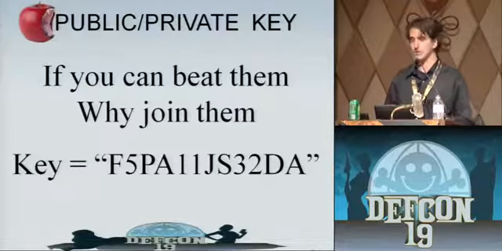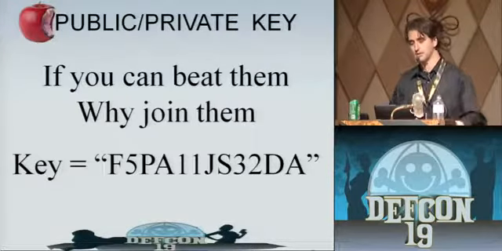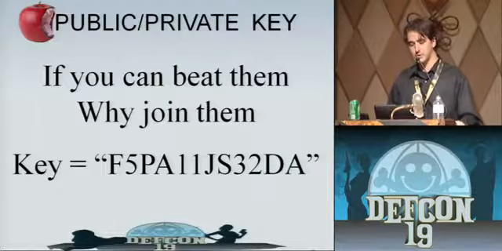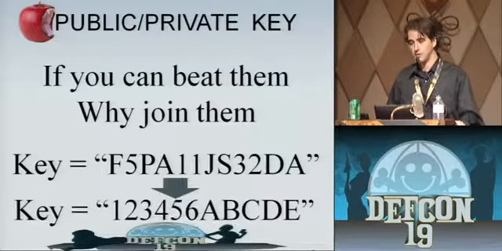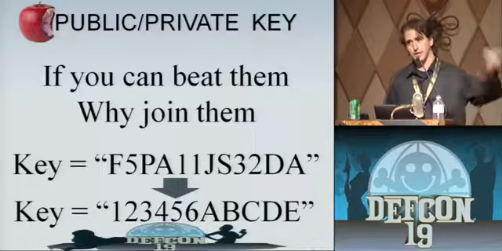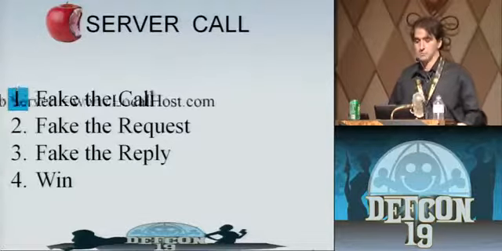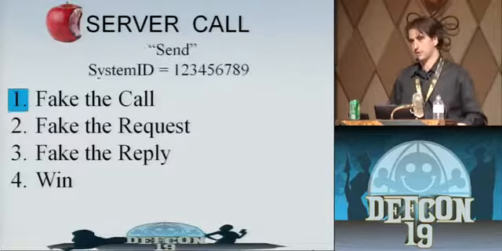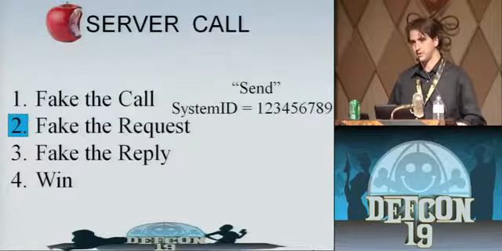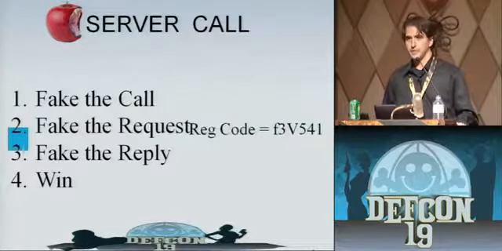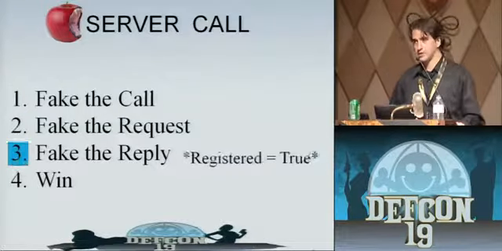So, public-private keys. Like I said, if you can't beat them, why join them? You have some complex math that you would have to do to break it, or you just set it to an easy key that you have. And then you ship the product, and you can turn out as many keygens as you want because you own the key. Server call. It points to whatever you want. The system ID, you put in some easy value to manage. You simply give them whatever would solve it, and that's it.